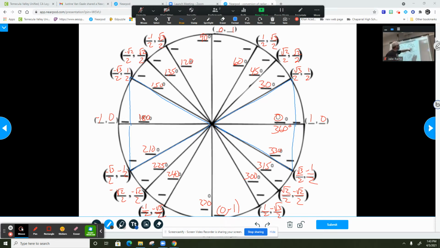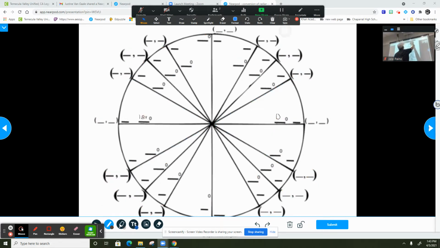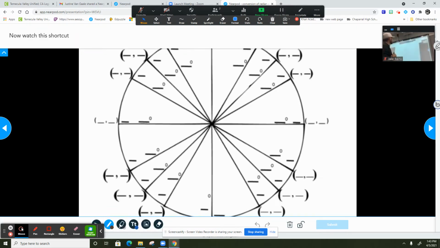So again, that's why it's so important to understand the first quadrant, because if you can fill in the first quadrant, then you can complete the rest of the circle. All right, and then if we go ahead and look at the next one, clear all my work here. So now watch this shortcut. Let's see, is there a shortcut I can use?